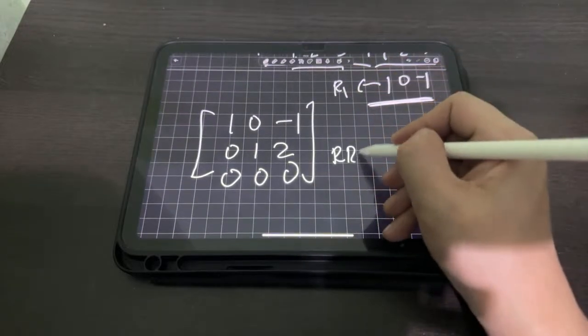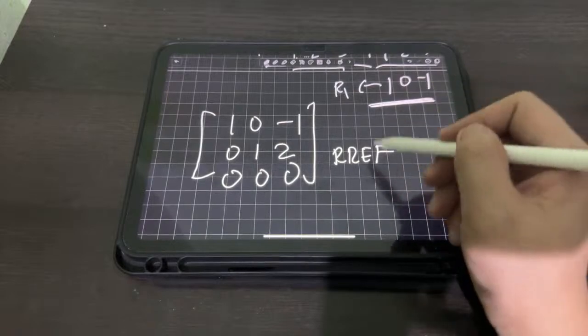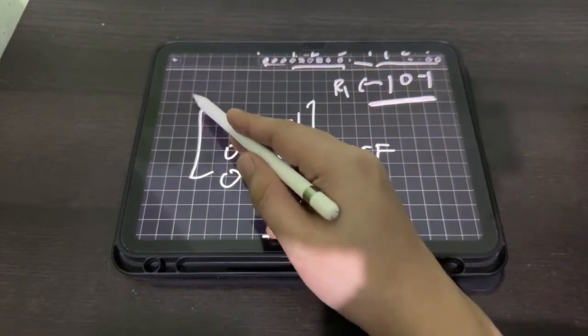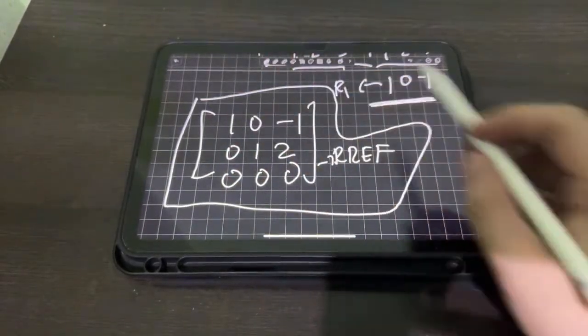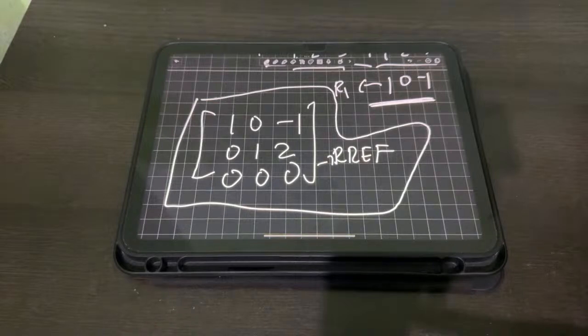Okay, RREF. So again, this is a unique RREF. There should be no other RREF for the given matrix.